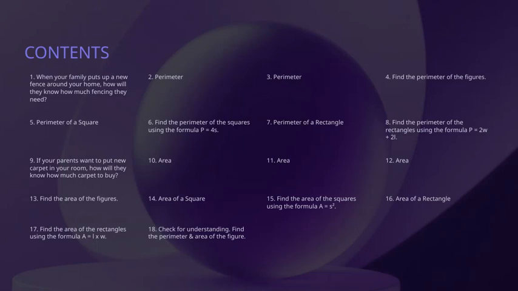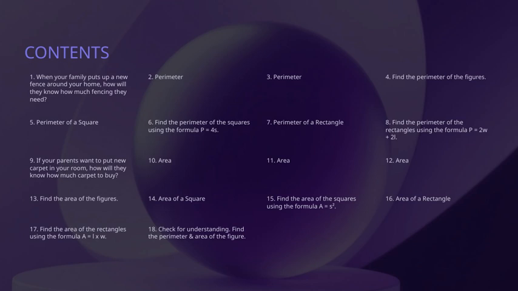Let's take a look at what's coming up in this presentation. First, we'll explore how your family can figure out how much fencing they need when putting up a new fence around your home. We'll also discuss the perimeter of a square and how to find it. Next, we'll consider how your parents can determine how much carpet to buy for your room by understanding the concept of perimeter. Then, we'll practice finding the perimeter of various figures using the formula P equals 4 times the side length for squares, and more general formulas for rectangles.